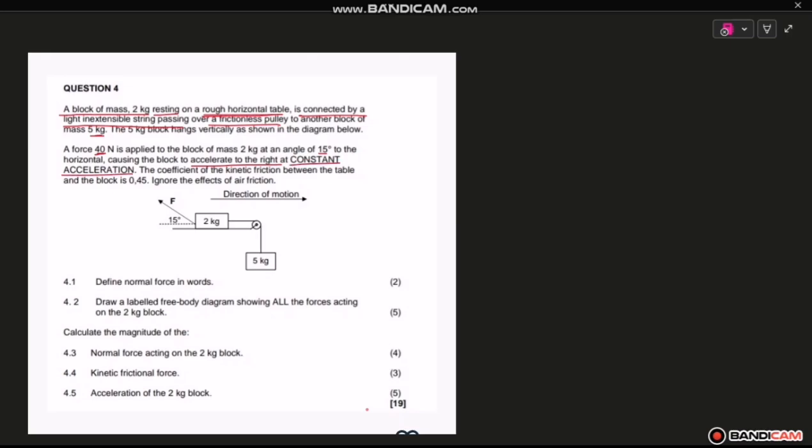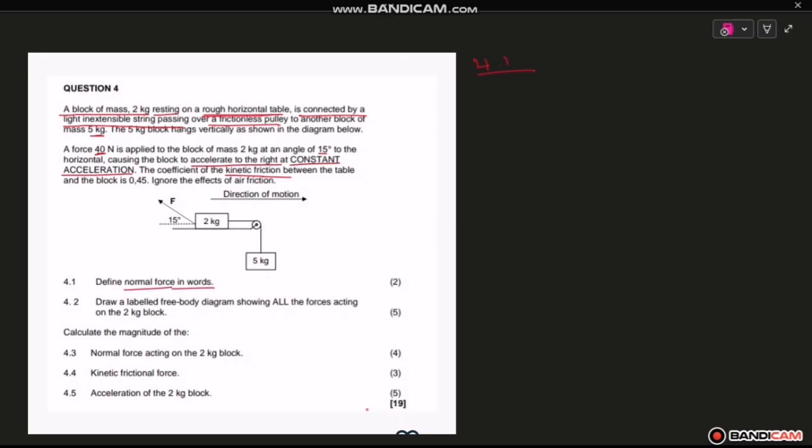Constant acceleration doesn't mean that F net is zero; only constant speed or velocity makes F net zero. The coefficient of kinetic friction between the table and the block is 0.5. The direction of motion of these blocks is to the right. I hope that makes sense, guys. So before you calculate anything, make sure that you understand what's written in the statement.